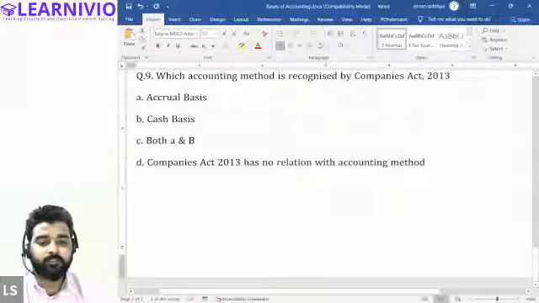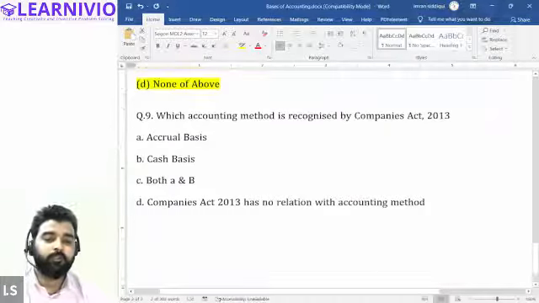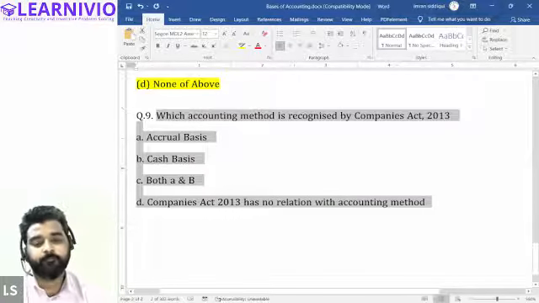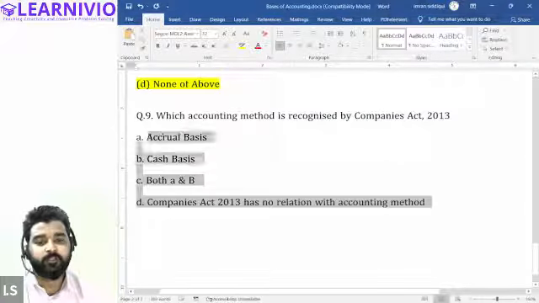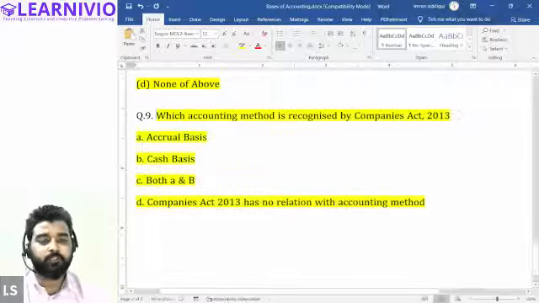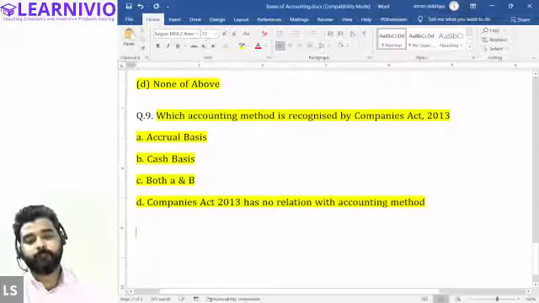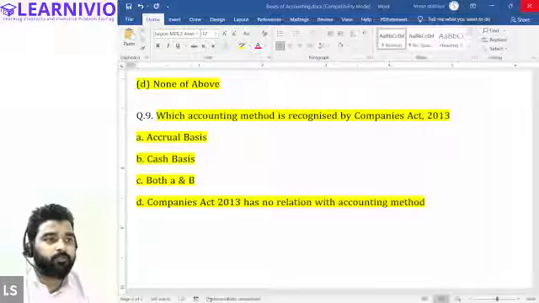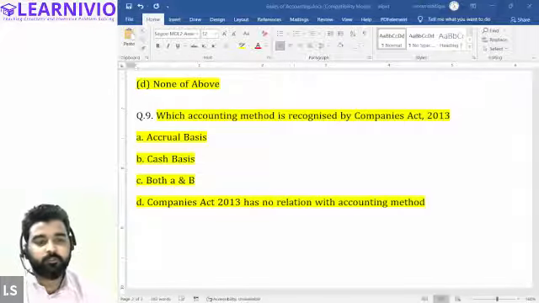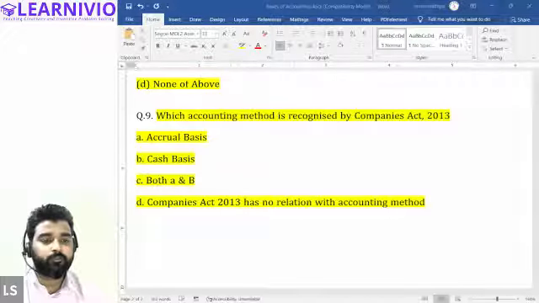All right. So the last question in this chapter is question number 9. Halima will answer this. Question 9: Which accounting method is recognized by the Companies Act 2013? Option A. Correct. All right, guys, so that is it for this particular chapter. We have also done the MCQs based on this chapter, and this is the type of question that is generally asked from this chapter as MCQs.